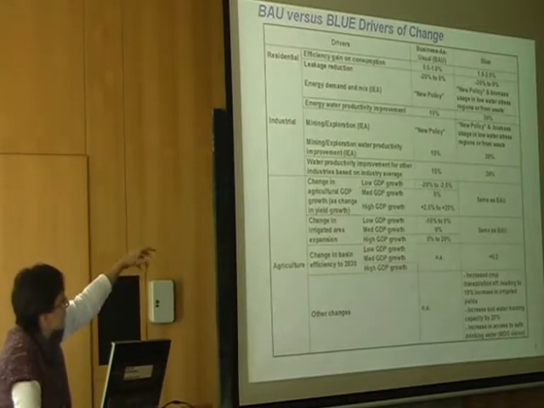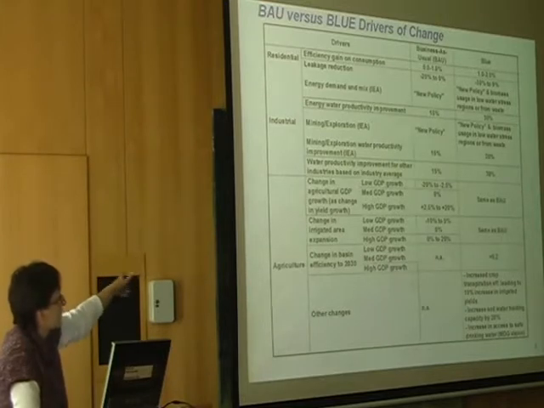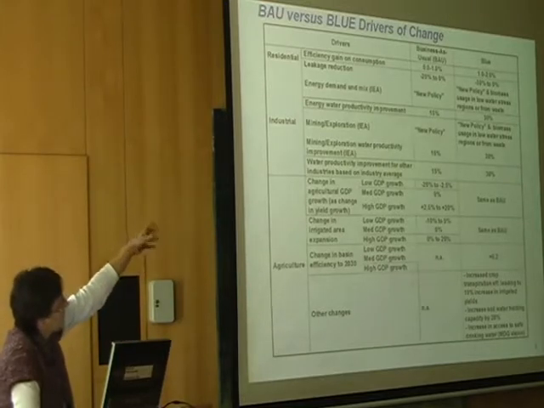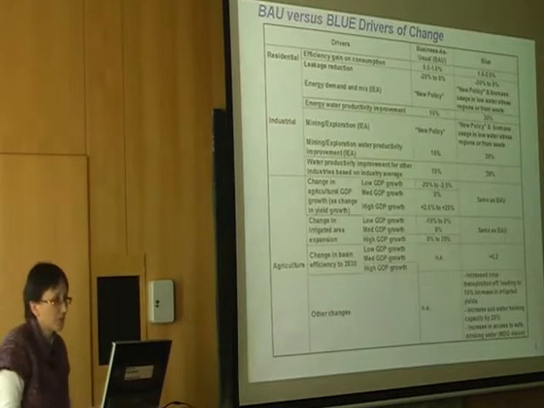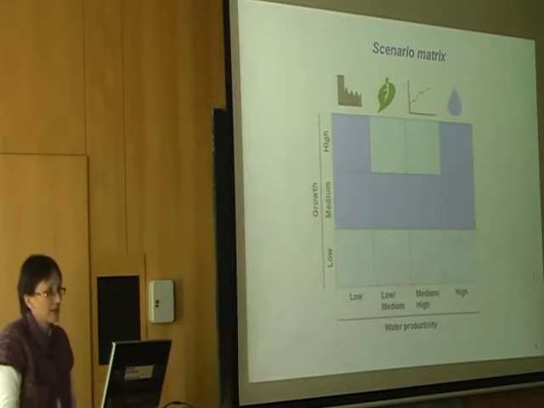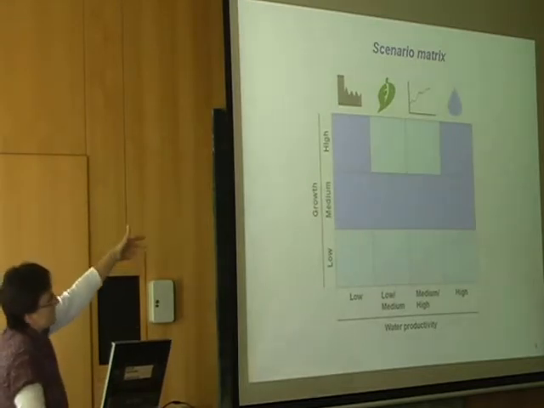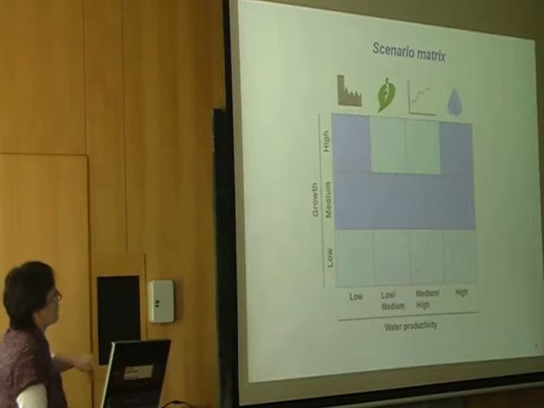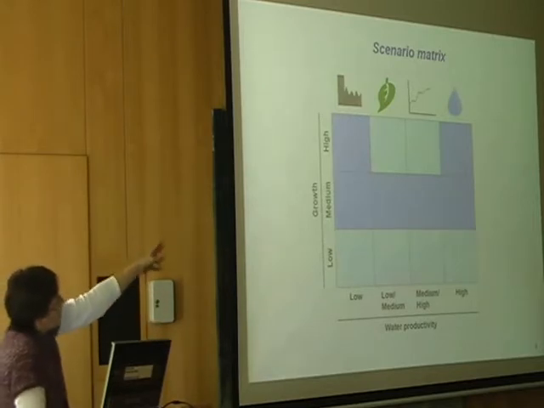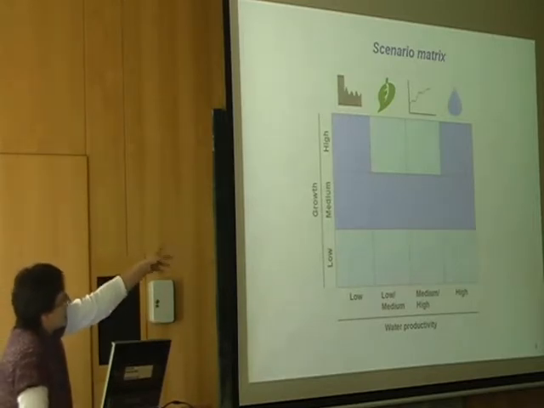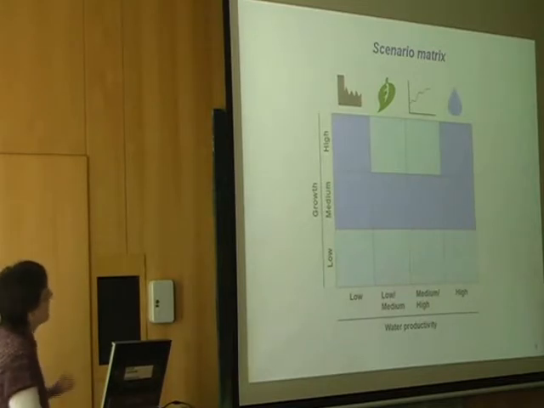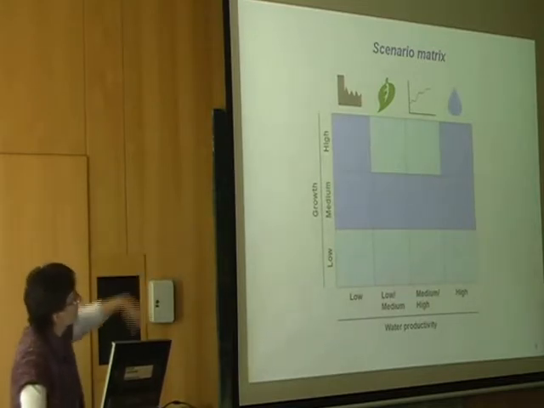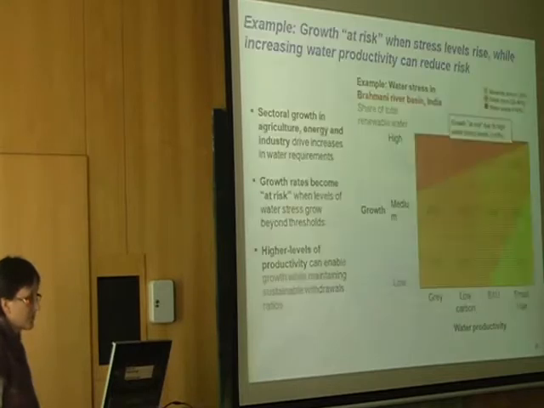And then agriculture, we did ourselves. So we changed yield growth, area expansion, and basin efficiency, just to reflect business as usual versus a blue water world. And then at the end of the day, we have a scenario matrix with low, medium, and high growth, and low, medium, and high water productivity improvement. The green one that we need is the so-called low carbon scenario. And the medium-high, whatever this graph, is the business as usual scenario.